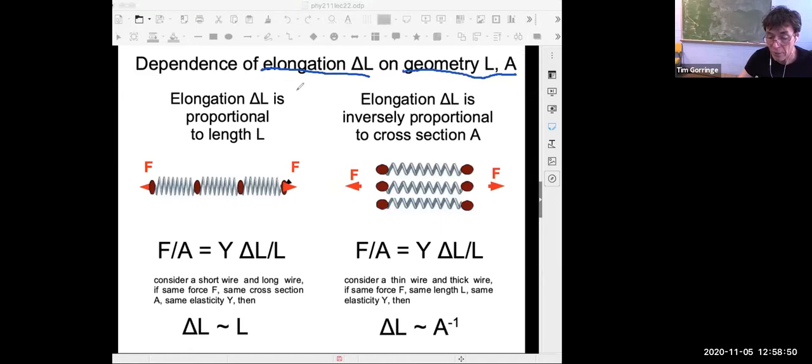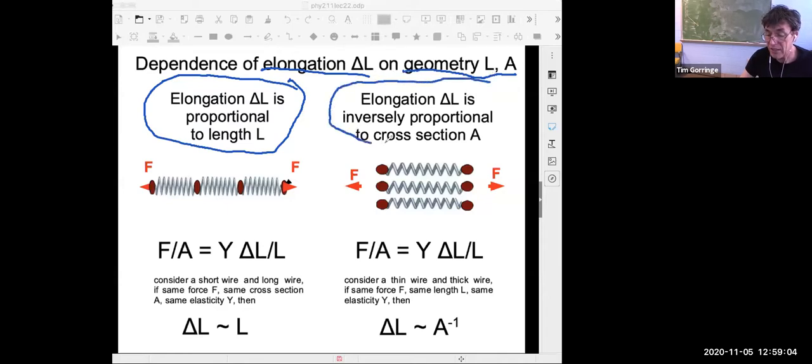And so there's two remarks I'm making about it. There's one on the left, which is that the elongation is proportional to the length. And this one on the right, which is that the elongation is in inverse proportion to the area. So those two things mean the following. So compare, let's start on the left.